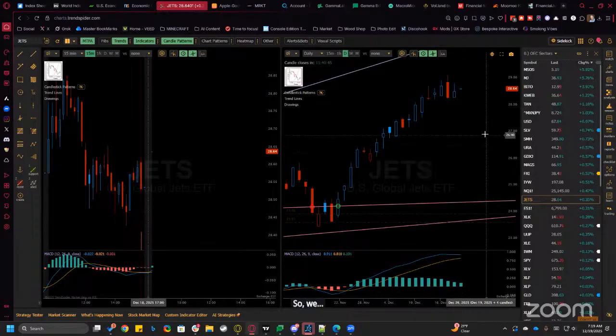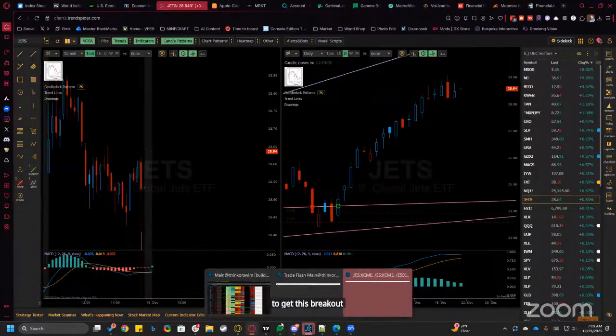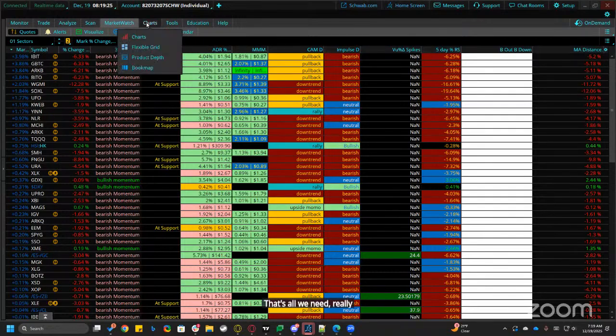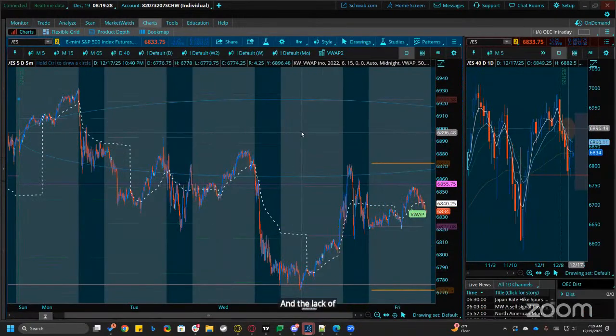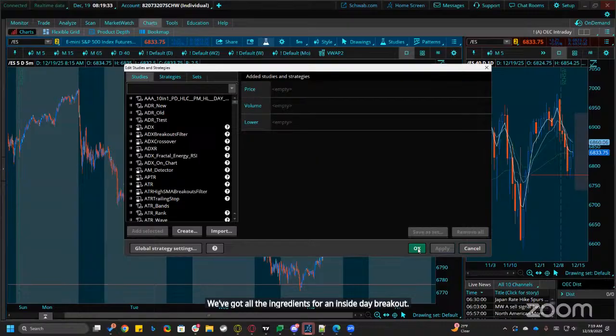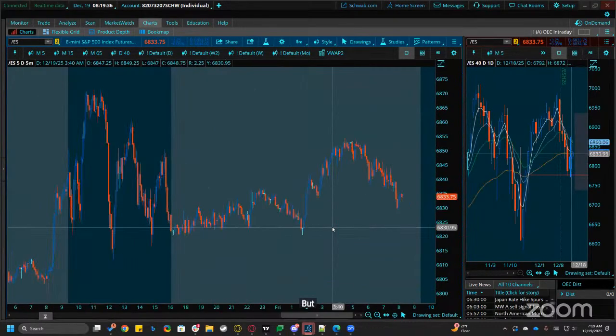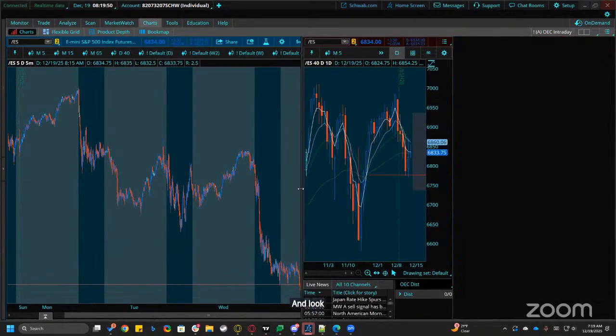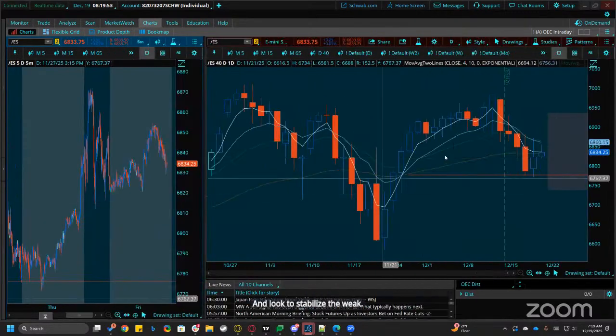So we have the capacity to get this breakout and this move to the upside today, just based on what we have right now. That's all we need, really. With these sectors up and the lack of really big news, we've got all the ingredients for an inside day breakout and an upside breakout at that. But I'm not holding my breath with any expectation that we're actually going to get that today. My base case is that we're going to hold the line and go sideways into the close and look to stabilize the week. Right? So here's the daily chart.